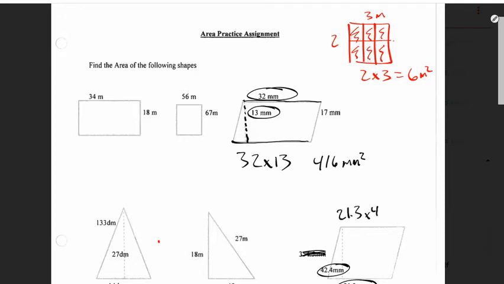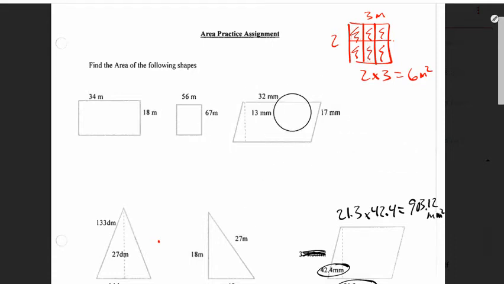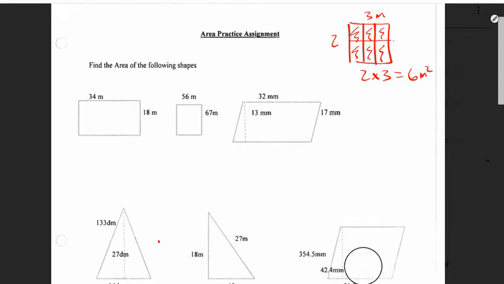21.3 times 42.4, and I get 903.12, and again, these are millimeters squared. Okay, so it's straightforward for all of the parallelograms, rectangles, and squares: side times side. Just don't take the diagonal.